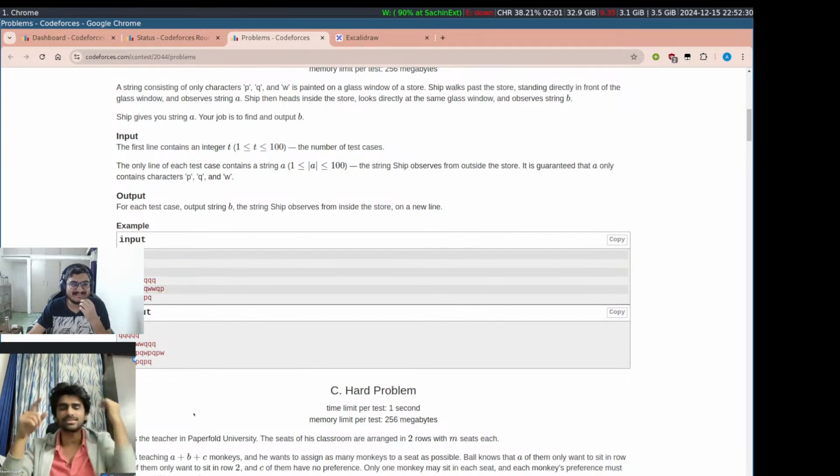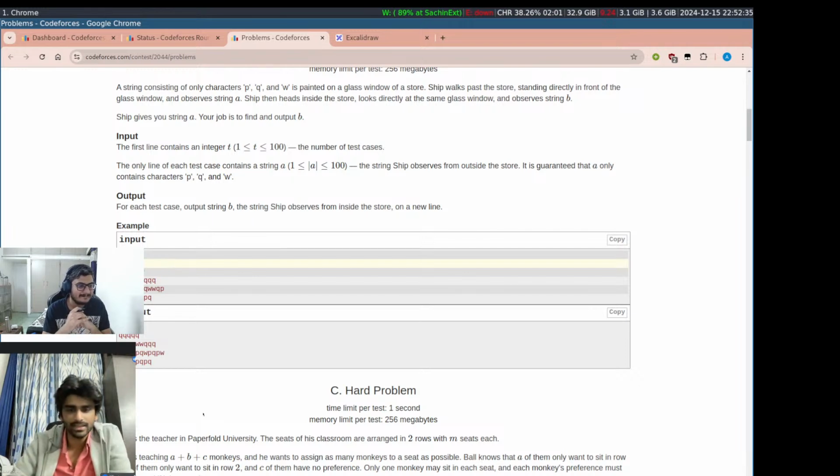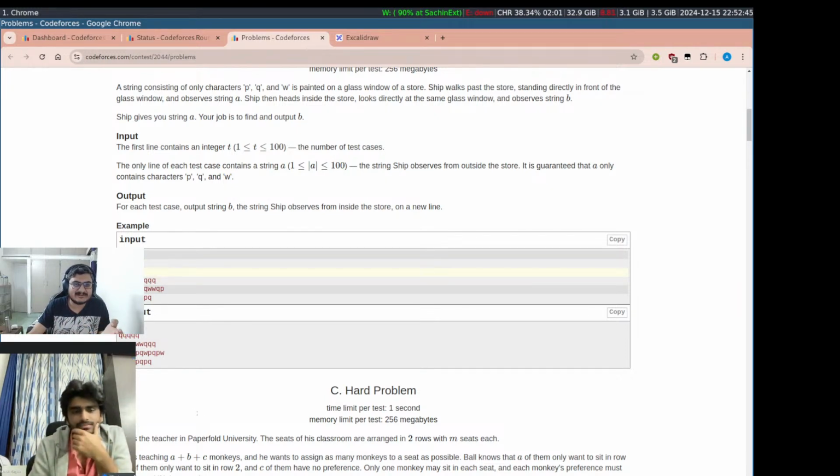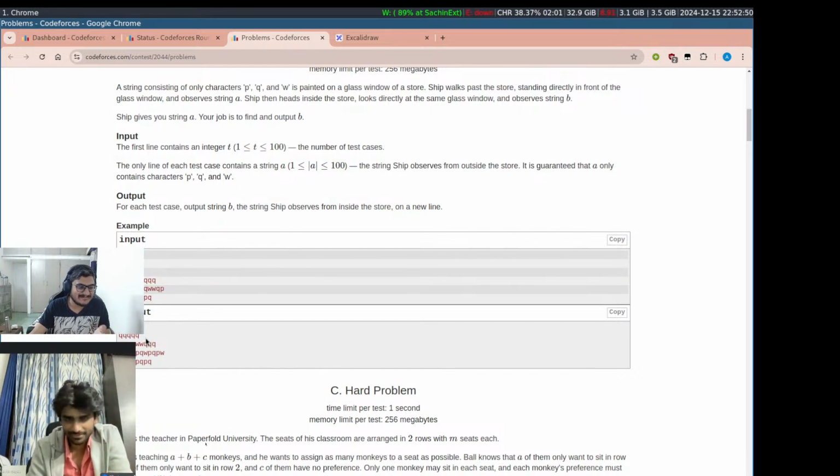First, I just changed P and Q. I just swapped P and Q and tried to run it on my sample cases, but it was still wrong. So I realized I have to reverse it as well, because when I looked at the first two samples, PWQ becomes PWP and PPP becomes QQQ. So I just wrote that, and then I realized the sample was failing. So reverse was also the case.